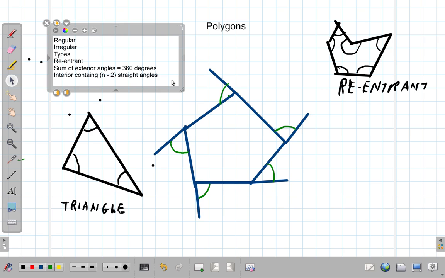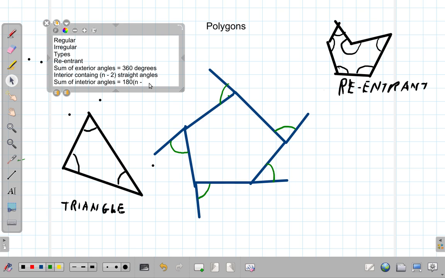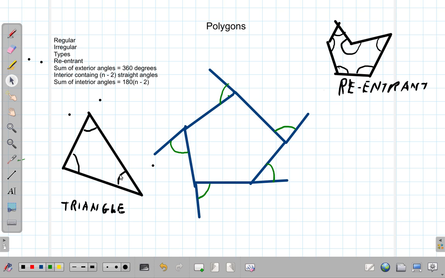So, the sum of interior angles equals 180 times (n minus 2), where of course n means the number of sides. N is the number of sides.